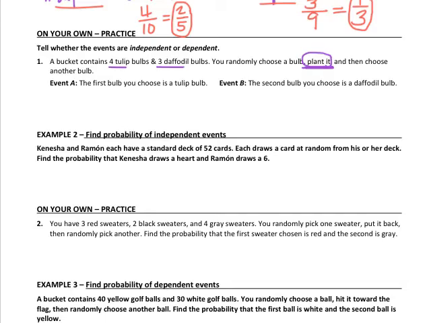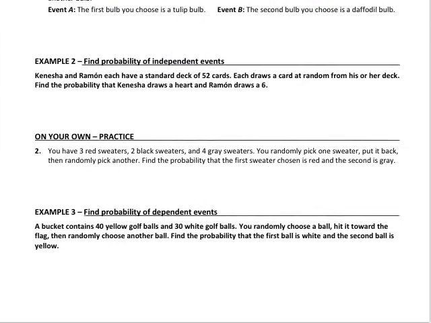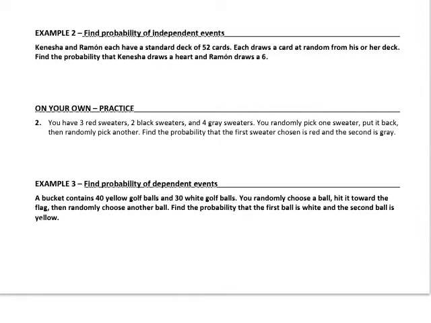All right, and let's go ahead and look at example number 2, where we're going to find probability of independent events. And these are events that do not affect any other events taking place or any probabilities at all. So this is our formula, probability of A times the probability of B. That's going to be, what is the probability of both of these things occurring. So that's the probability of both, A and B. All right, if we look at the problem, Kanisha and Ramon each have a standard deck of 52 cards.